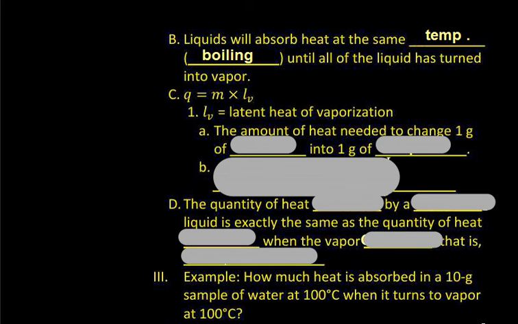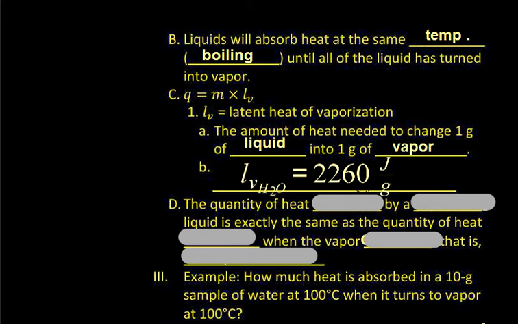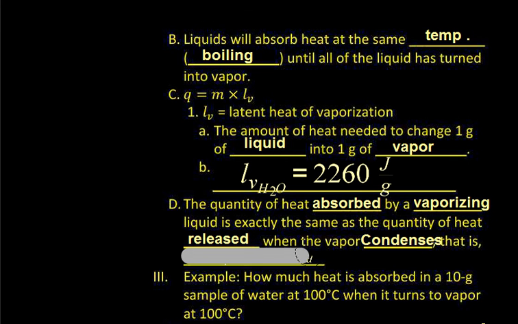But we have the same kind of process, that the heat going into evaporating the liquid is this L_v, the latent heat of vaporization. The amount of heat needed to change 1 gram of liquid into 1 gram of vapor. It's the same thing. And the latent heat of vaporization for water is 2,260 joules per gram. It's actually significantly higher than that of melting ice. The quantity of heat absorbed by a vaporizing liquid is exactly the same as the quantity of heat released when the vapor condenses, so that the heat of vaporization equals negative the heat of condensing.